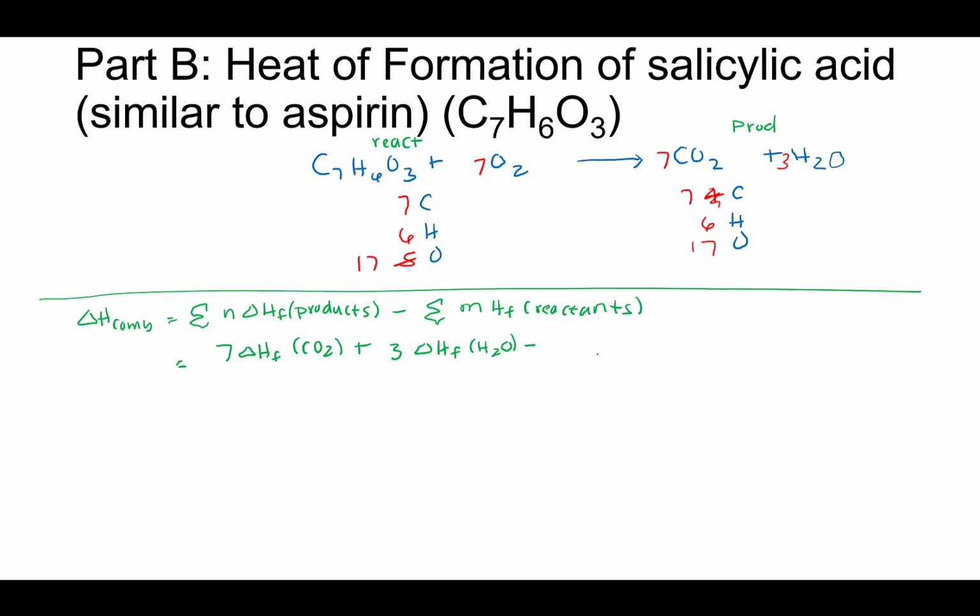And then we're going to subtract our reactants now. And there's no coefficient on salicylic acid, so this will be just for the C7H6O3. And then we're going to add 7 delta HF of the O2. All right, so that would be the equation that you would write for that. And we're going to use that in a little bit here.